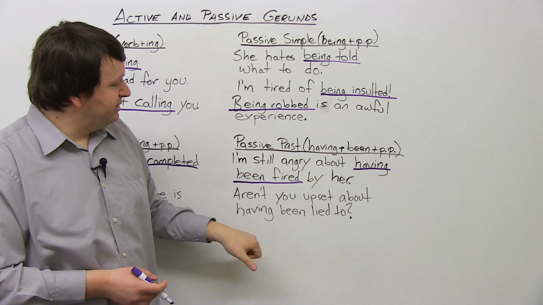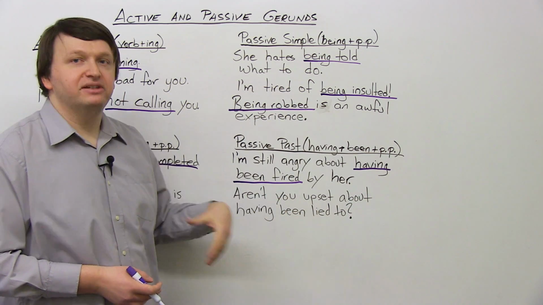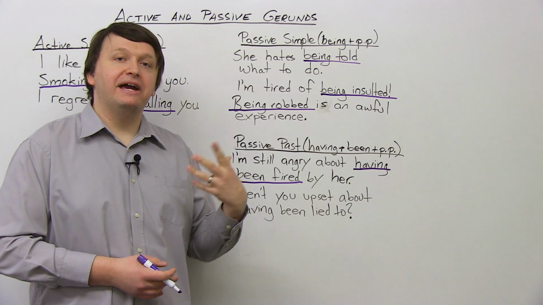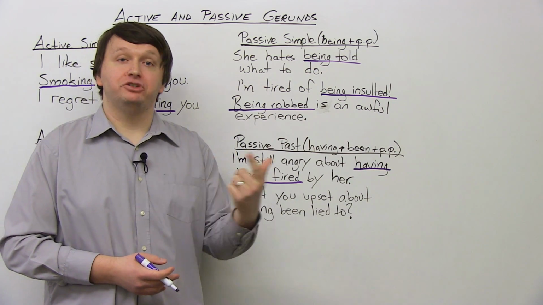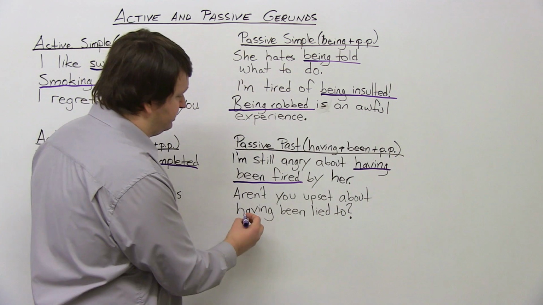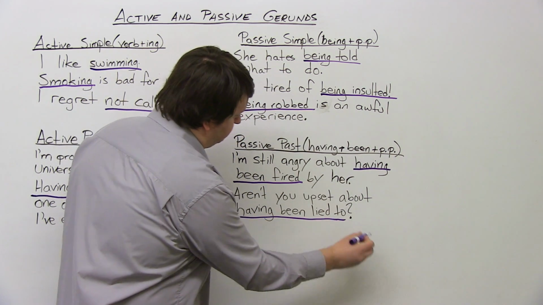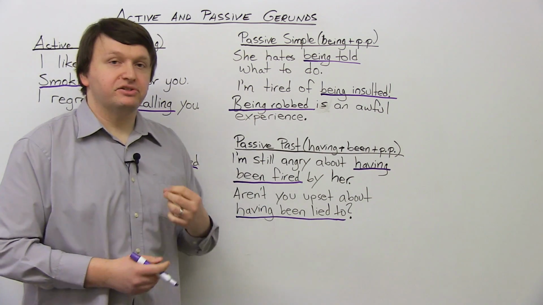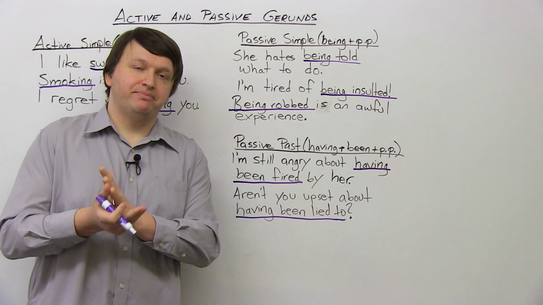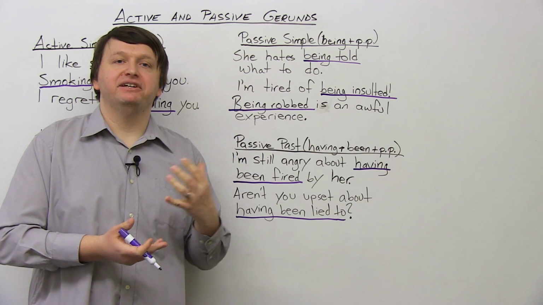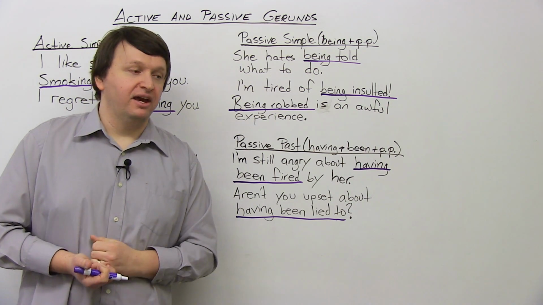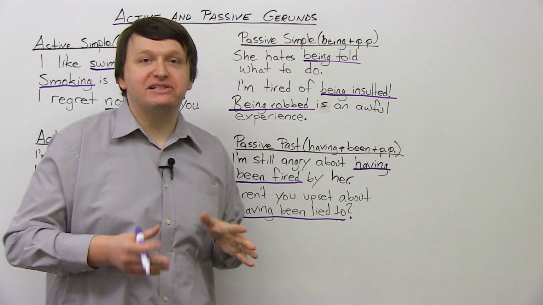Aren't you upset about having been lied to? So you were lied to by a person, by someone. They lied to you. You received the action, having been lied to. And again, in this construction, having been plus past participle, having functions as the gerund. Whew. Okay, so that's a lot, right?